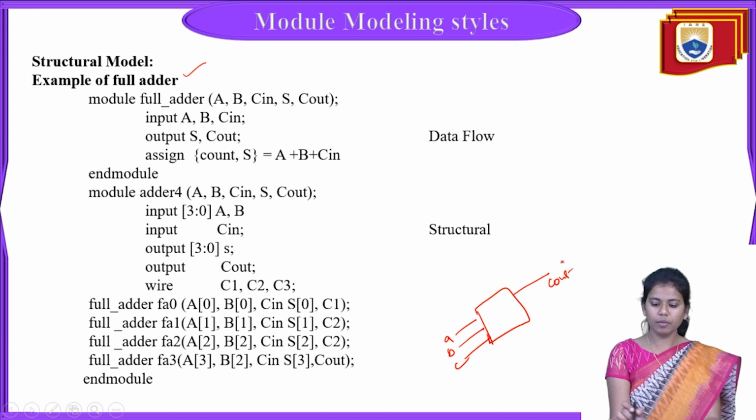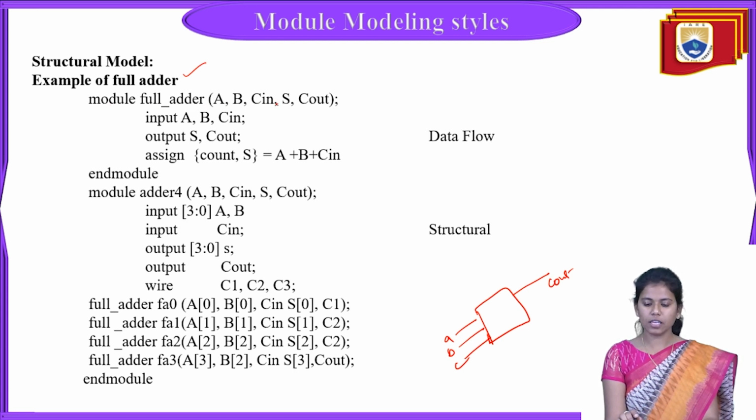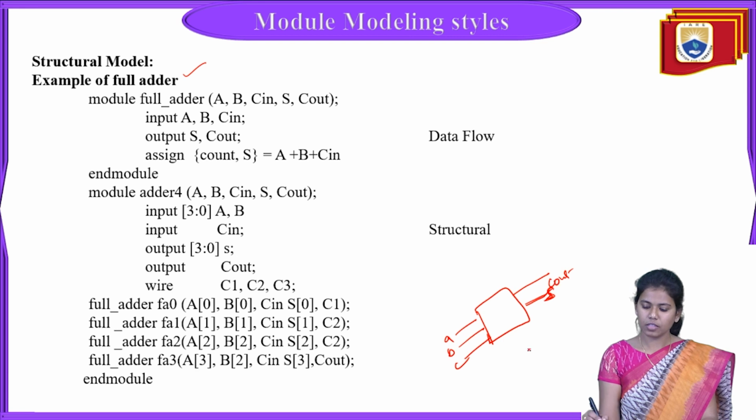Okay, so here, module, the name of the digital circuit, is full adder. A, B, C in are inputs, and outputs are S and C out. S is the sum output, and the other comes from the carry out. That means what? 1 plus 0 is 1, and 1 plus 1 is 0, carry 1. So this is the output, carry 1.